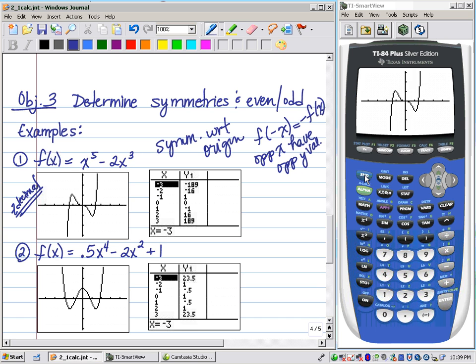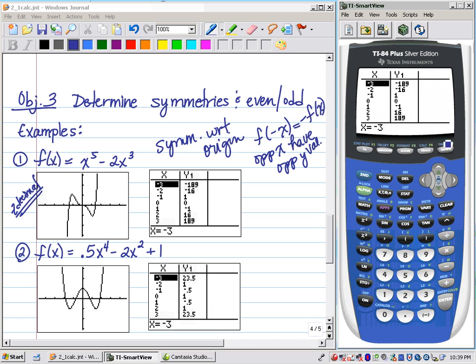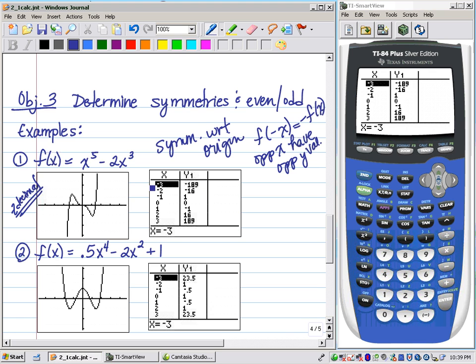And if you look at the table by pressing second graph, which I've illustrated here, notice how opposite x values have opposite y. Right, opposite x, negative 2 and 2, have a negative 16 and 16. Negative 1 and 1 have opposite values of 1 and negative 1. So this is symmetric with respect to the origin. And do you remember that's also called an odd function. Another thing, notice that all the powers involved are odd. Kind of a big clue.